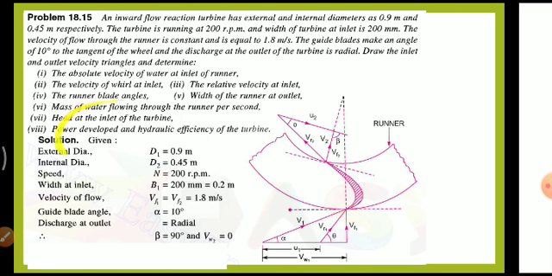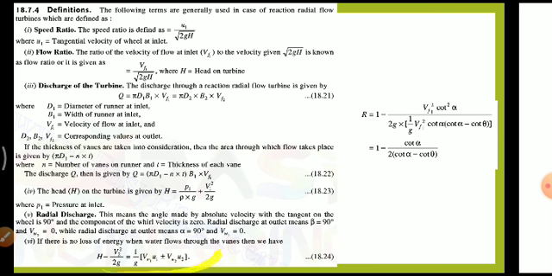Head at the inlet of the turbine. In the previous class we discussed an equation for head. The total head will be converted into work done. If you subtract the value of the outlet exit velocity, we will get the work done equation. Comparing these two equations, we will get the value of head.